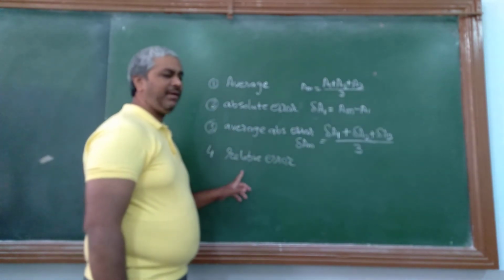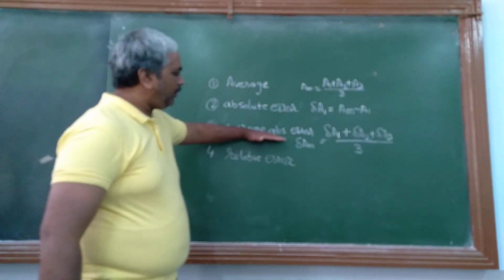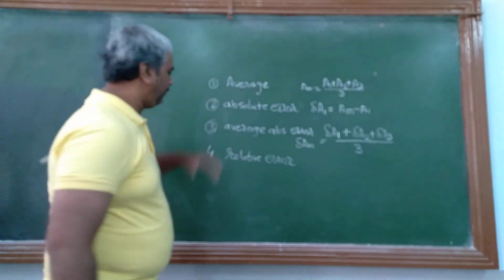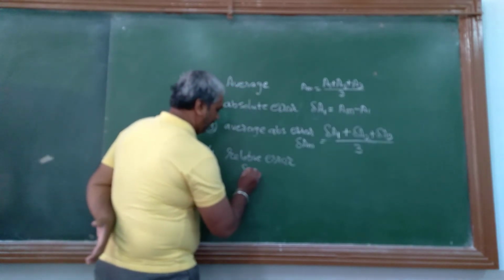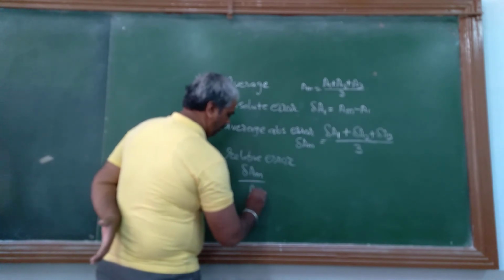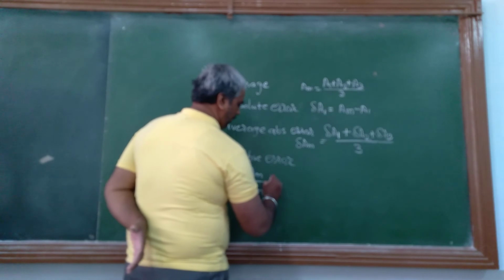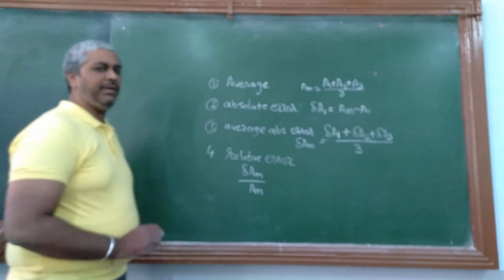And what is the relative error? Relative error is the ratio of average absolute error to the average reading. So it is nothing but delta AM upon AM. Okay, this is nothing but the relative error.